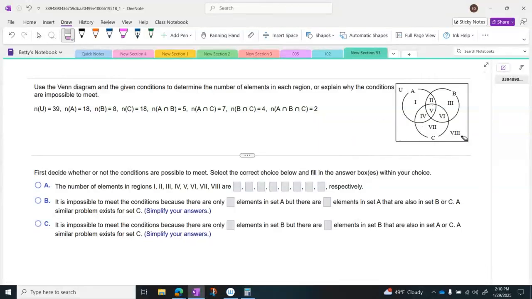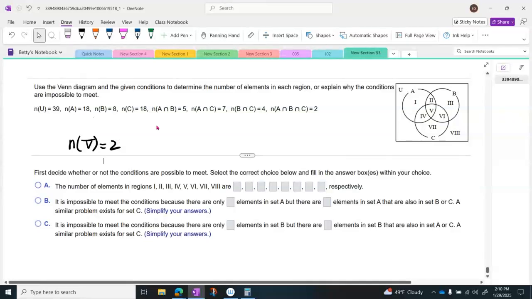Okay, I can actually write this way. There are 2 elements in region 5. Let me quickly see which case this is. A and B is 5, so that's 3. A and C has 7, so that is 5. 5, 10. Actually, this one belongs to case A probably. Okay, region 5 has 2 elements.